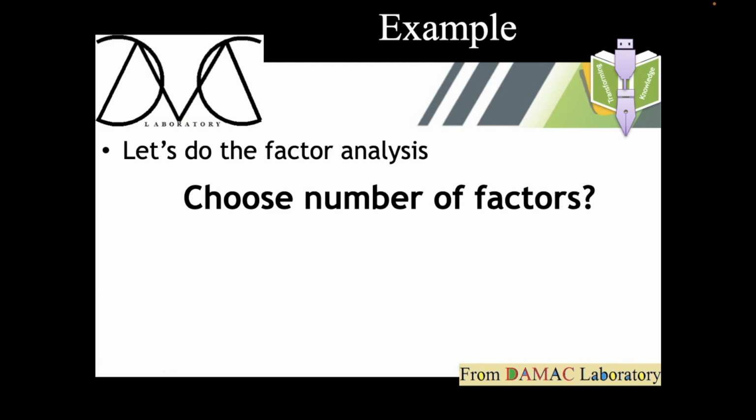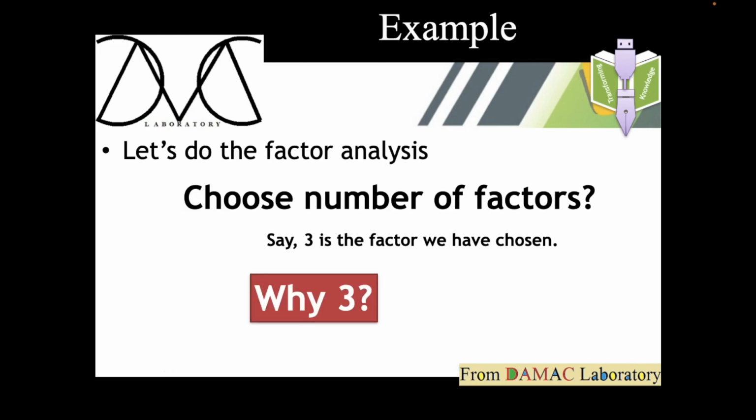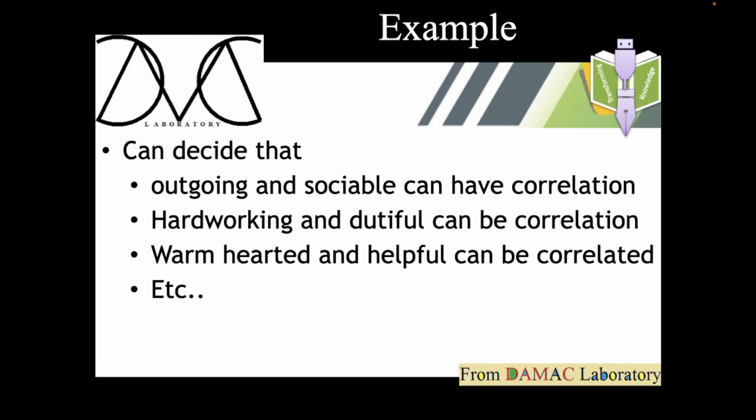Say you said, sir, it is better to create 3 variables instead of 6, or 2 variables instead of 6. So let's choose 3. But is there any reason behind this? What is the background equation behind choosing these 3? Why have you chosen 3? Because there are correlations. That means, sir, you can say that outgoing and sociable can be related things.